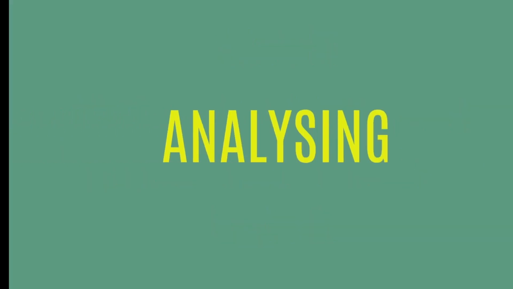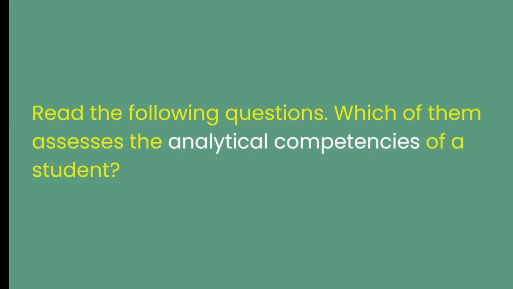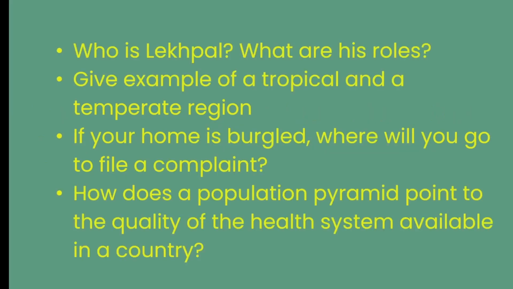Moving on to analyzing as a level, read the following questions. Which of them assesses the analytical competencies of a student? Who is Lokpal? What are his roles? This is a remembering question. Give examples of a tropical and a temperate region. Giving examples will be either remembering or understanding, depending on how much the teacher has taught. If your home is burgled, where will you go to file a complaint? This is something you should know, that if a robbery has taken place, we call 100. This is again a factual, remembering kind of assessment.